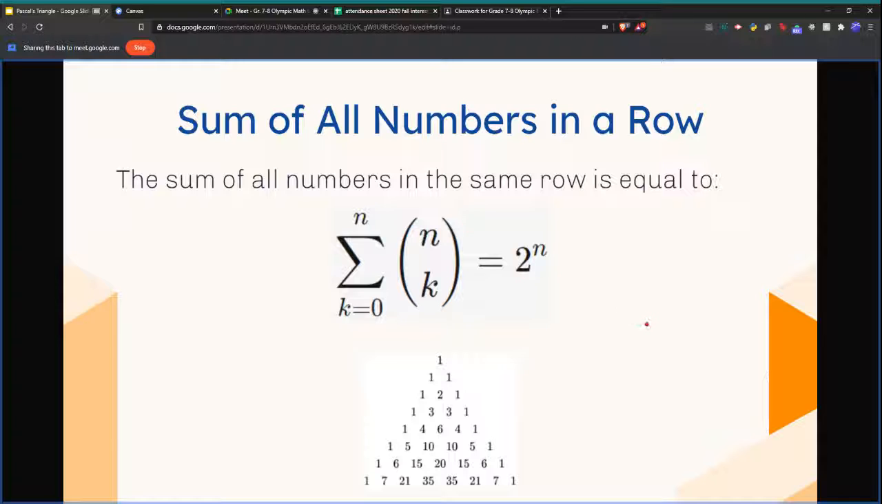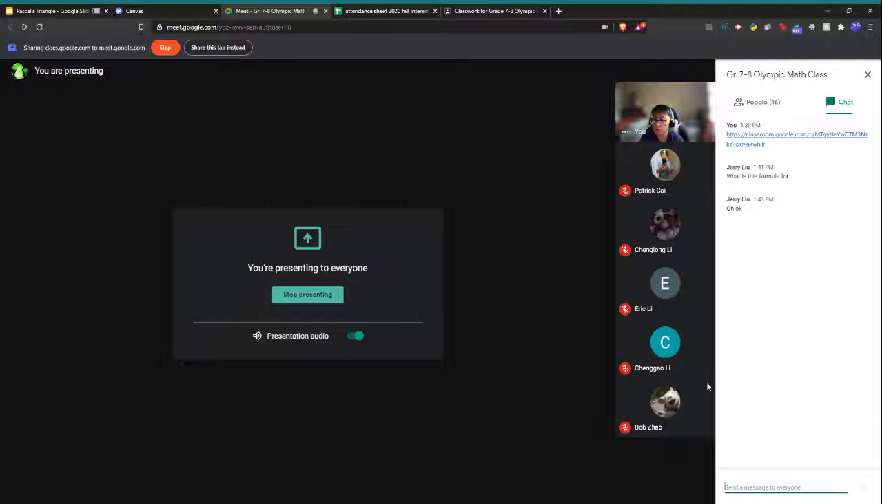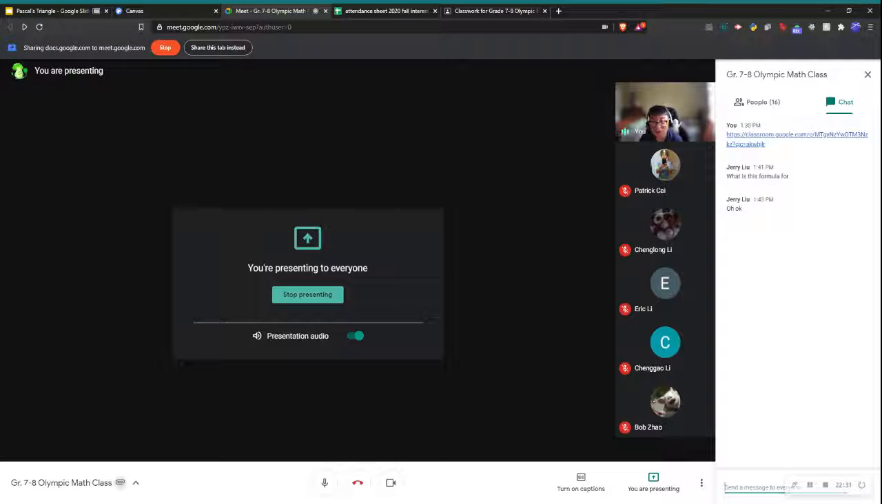No questions, right? And the last few slides will just be a bunch of problems that we're going to solve. So here's problem number 1. How many different combinations of 13 card hands can I choose from a deck of 52 cards? Express the answer as 2 different variants of n choose k. I'll give you guys a minute or so to solve that. And if you want, you can type your answer in the chat, just type n choose k, something like that.